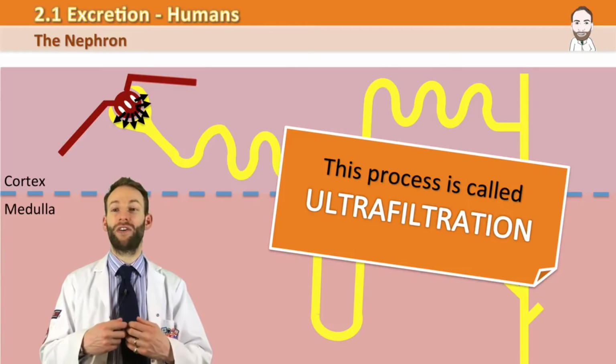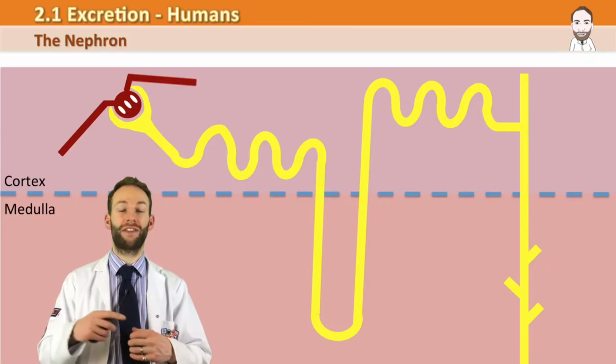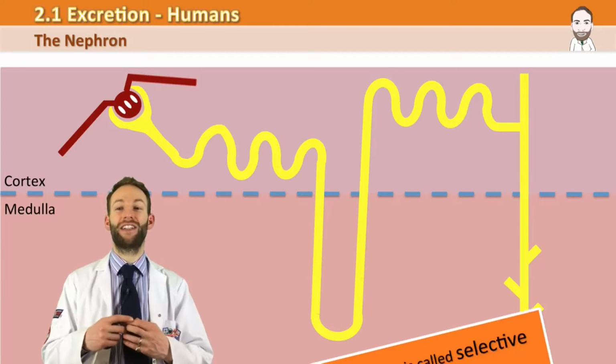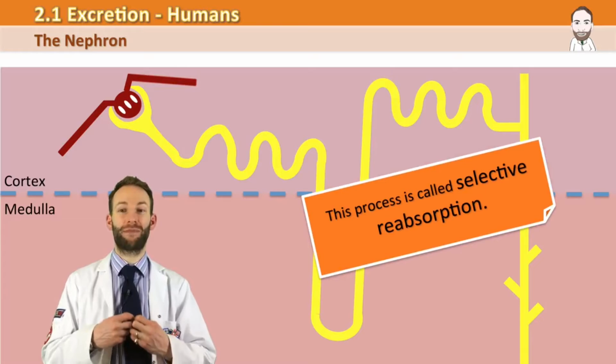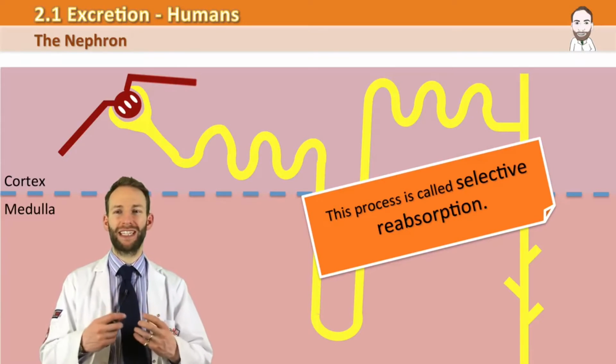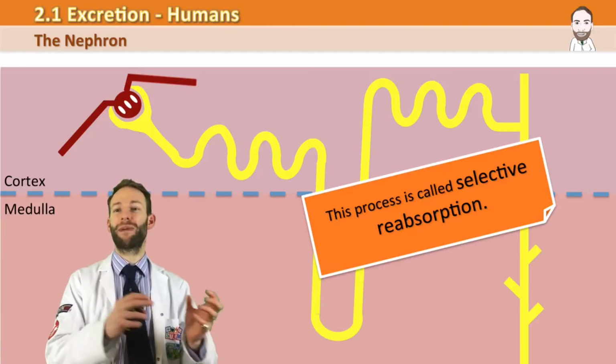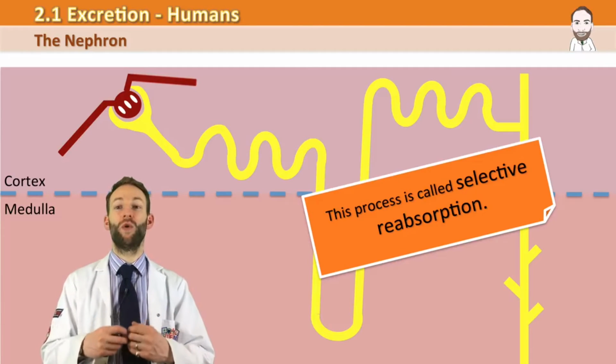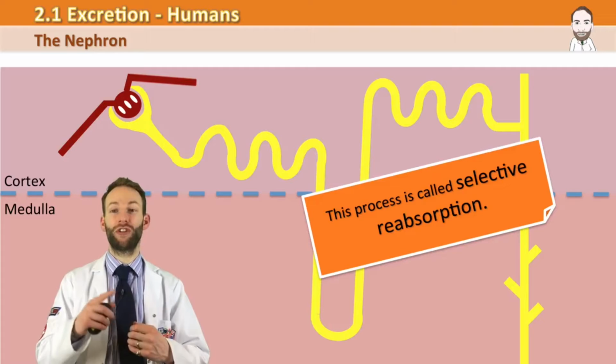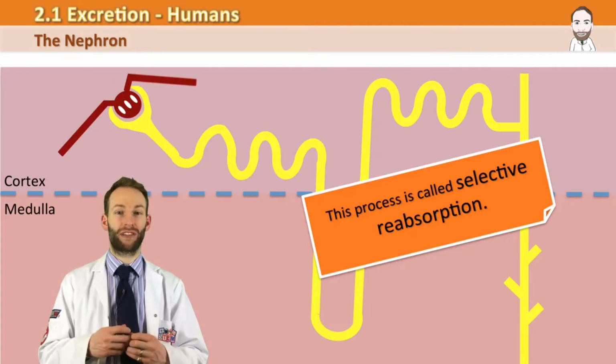So the next part of the nephron, and pretty much the whole length of this wiggly tube, is dedicated to taking back the good bits back into the blood. So it's a bit of a clunky system really. What we're doing is getting rid of too much and then taking back the bits we want, so that all we're left with at the end of this tube are the waste products.